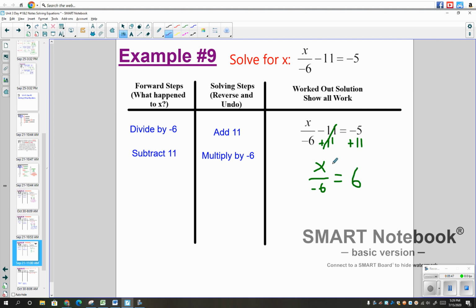How do I undo dividing by negative 6? I'm going to multiply by negative 6. So I'm going to take 6 and multiply it by negative 6. 6 times 6 is 36. Since it's being multiplied by a negative, my answer is going to be negative 36.